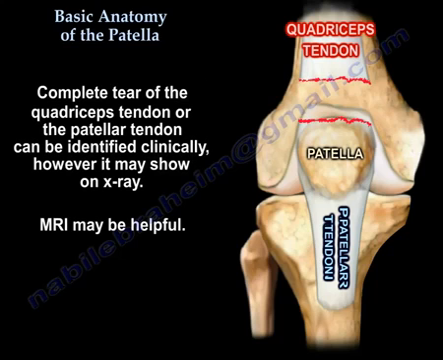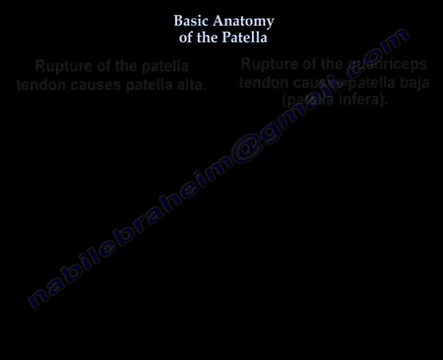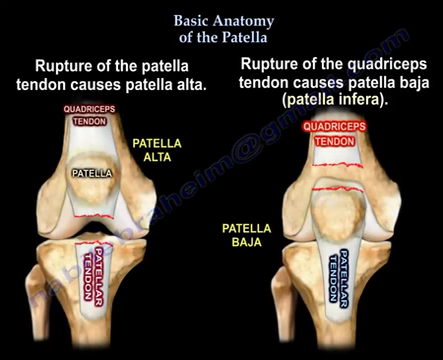Complete tear of the quadriceps or the patellar tendon can be identified clinically. However, it may show on an X-ray. An MRI may be helpful. Rupture of the patellar tendon causes patella alta. Rupture of the quadriceps tendon causes patella baja or patella infra.